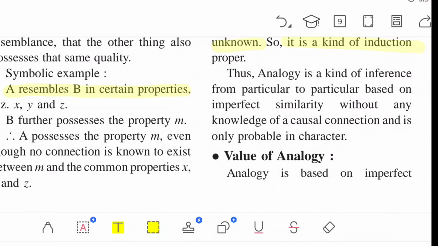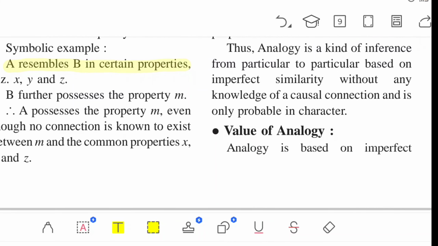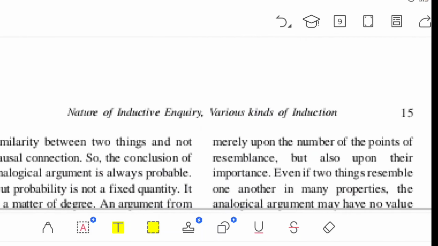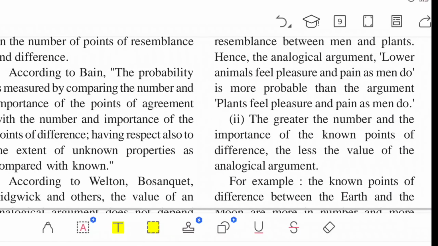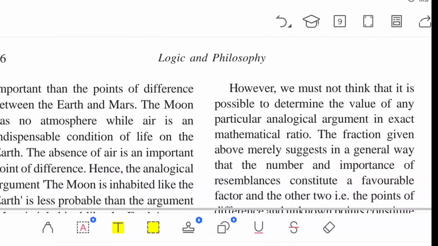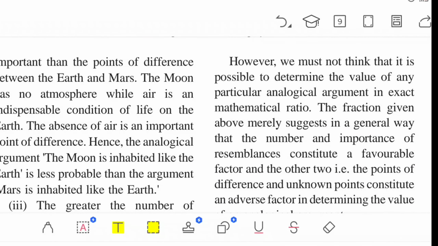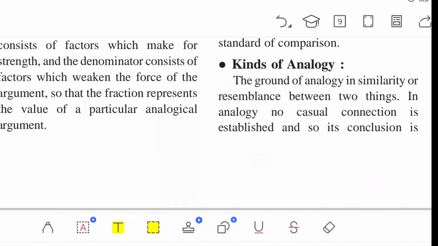Why is the conclusion of analogy probable in nature? Why is it not certain? Why? Because we don't try to establish the causal connections. That's why the conclusion of analogy is probable in nature. Okay, that will be the answer. We will discuss about the value, problems and relationship between all these types of induction.